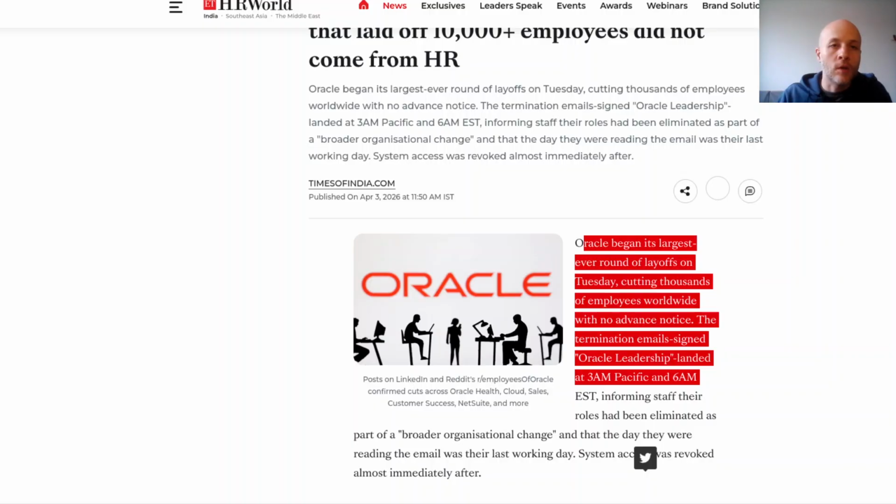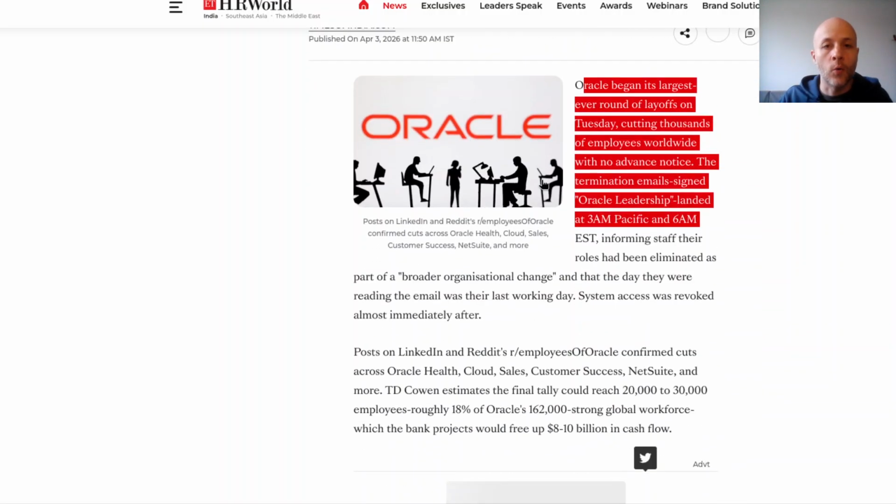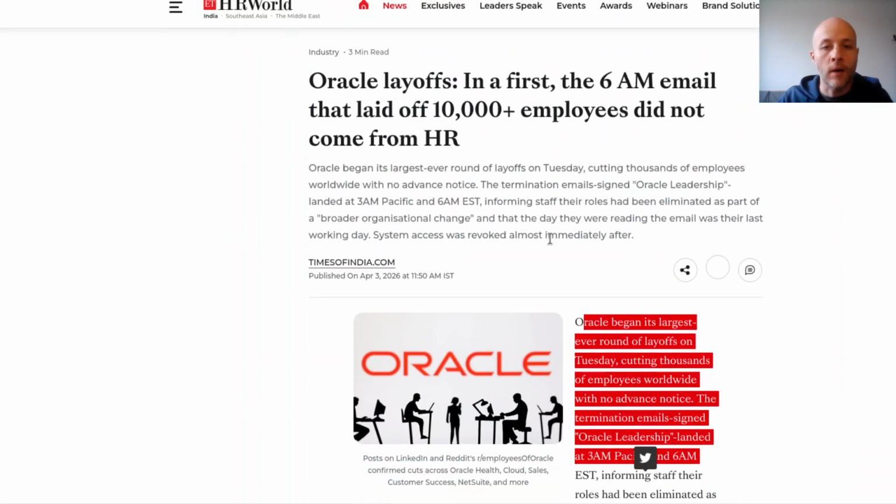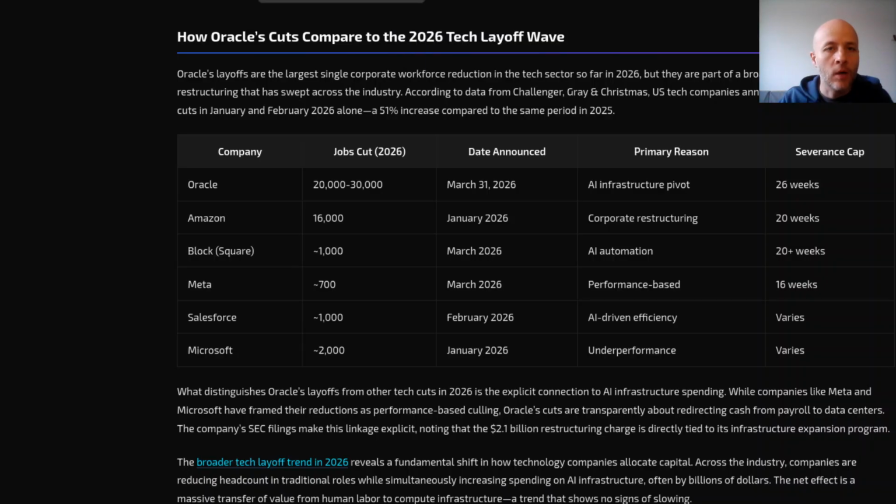And then, as you could see here in these articles, Oracle has started laying off a bunch of people starting in this year. Here kind of gives us a breakdown of how many people have been laid off, and some of them have severance packages. So you can see Oracle, Amazon, Block, Meta, Salesforce, and Microsoft all having pretty large layoffs, particularly Oracle and Amazon, pretty large layoffs to start the year.